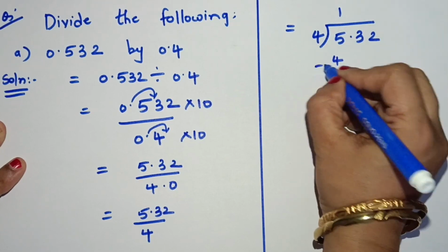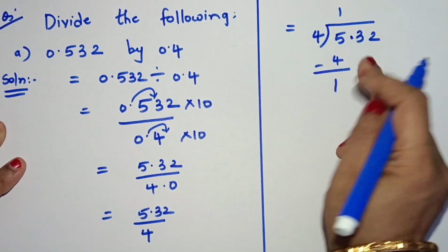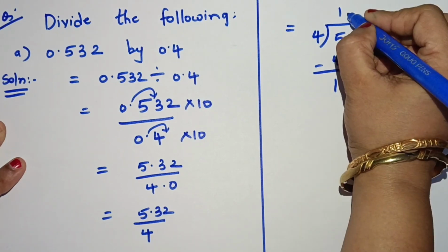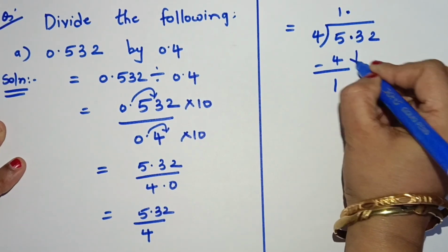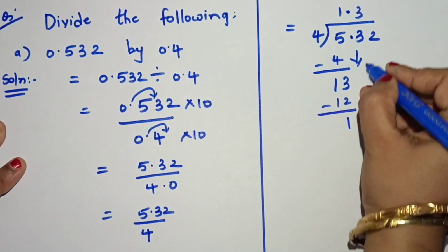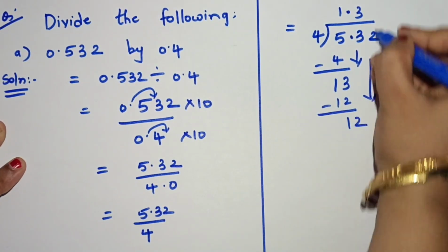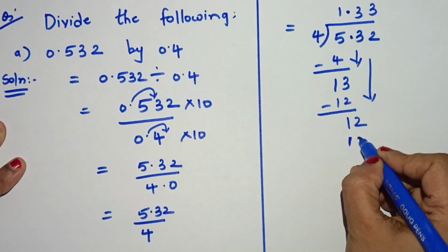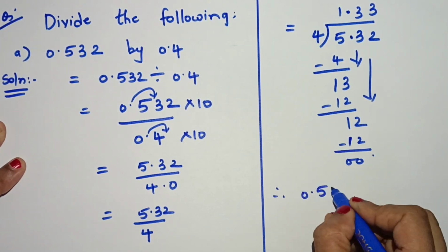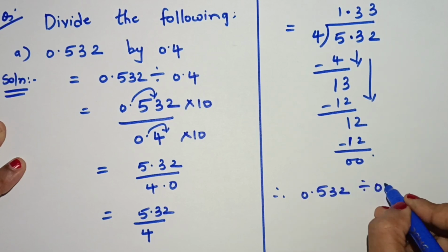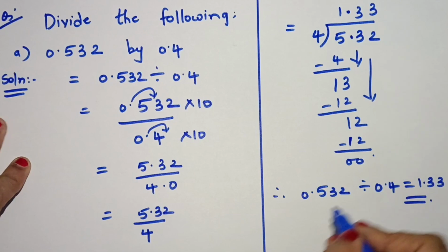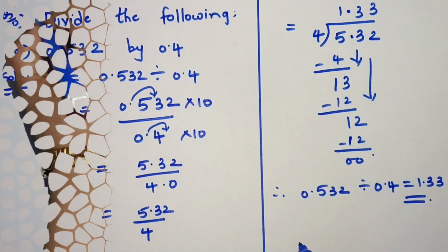4 ones are 4. You have decimal point over here because after this you are going to start 10th place. So place the decimal in the quotient. Bring this 3 down. 4 3s are 12. Again bring this 2 down. 4 3s are 12. In this way you got the final answer. 0.532 divided by 0.4 equals 1.33. Now let's switch to the next question.